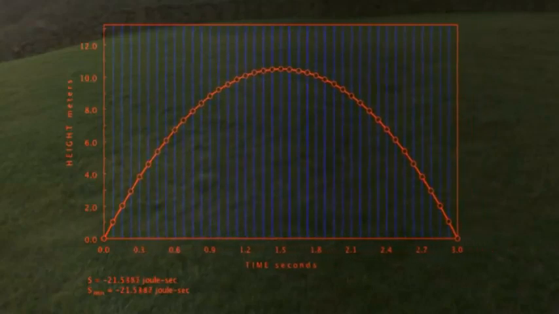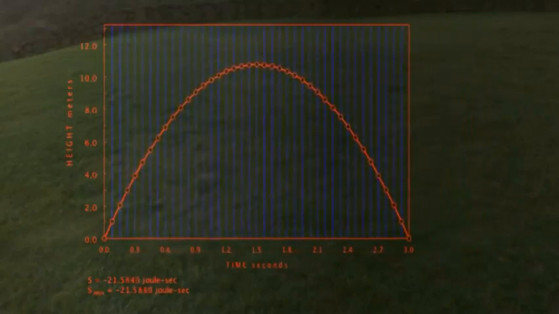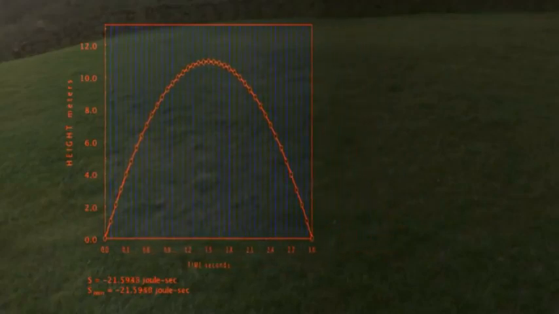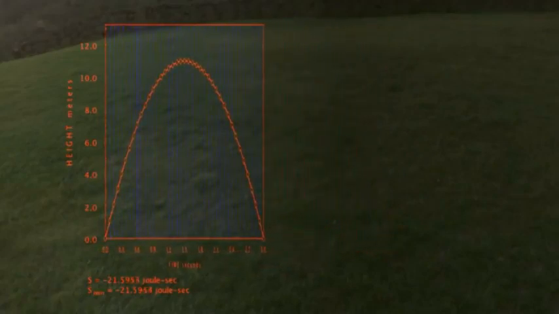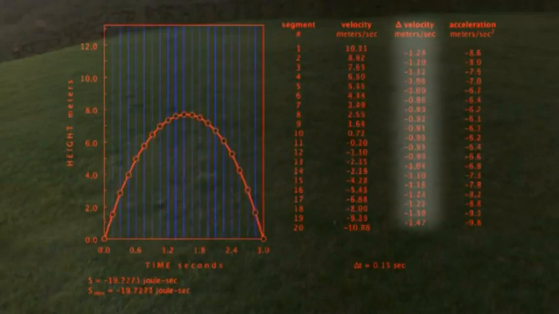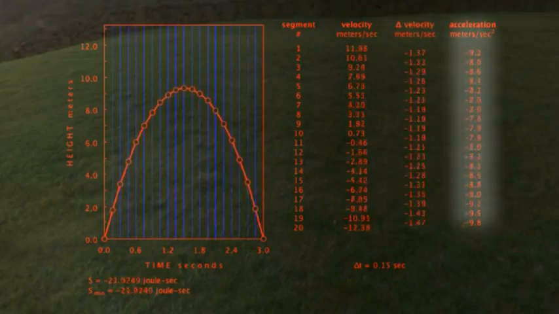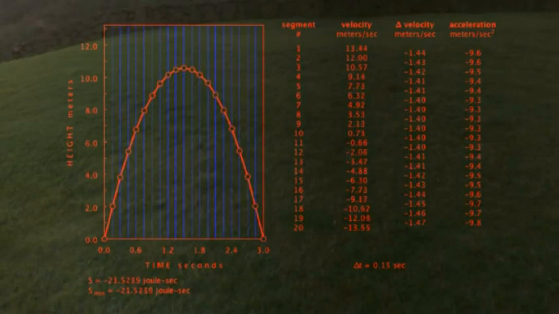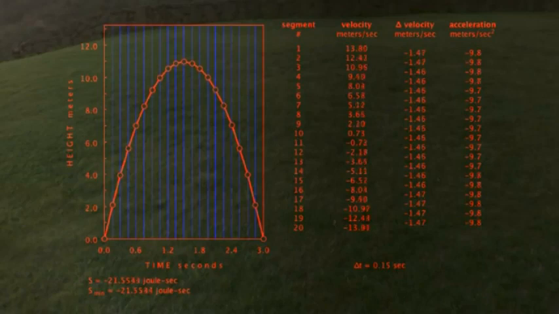Now that we have the motion, let's examine the path, or world line, and see what we can see about how smart that baseball really is. The numbers to the right list the change in velocity for each segment, as well as the acceleration for each segment. You can see that the change in velocity is constant from section to section, and the acceleration is equal to the standard value for the acceleration of gravity, 9.8 meters per second squared.